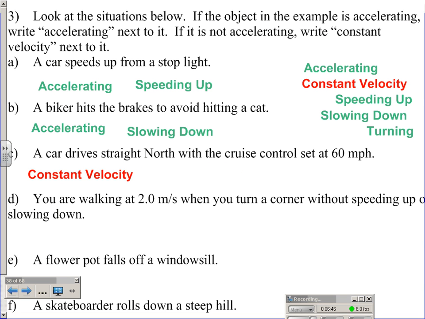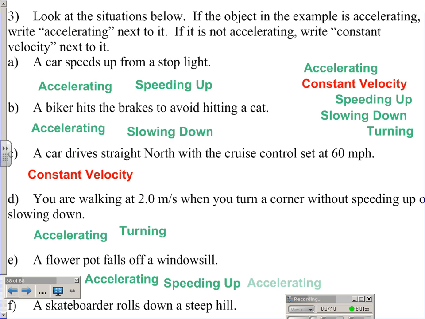You're walking at 2 meters a second when you turn a corner without speeding up or slowing down. Even though you're not speeding up or slowing down, you are, in fact, accelerating because you are turning. A flower pot falling off a windowsill will accelerate as it falls because as it falls, it will speed up. And this last one, a skateboarder rolling down the hill, is actually the same thing. It's accelerating because it is speeding up as it goes down the hill.